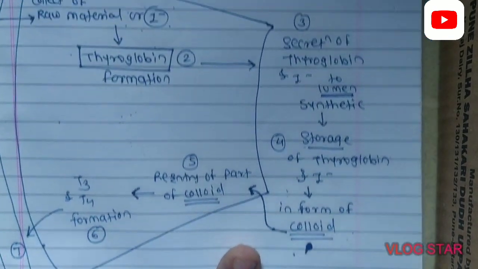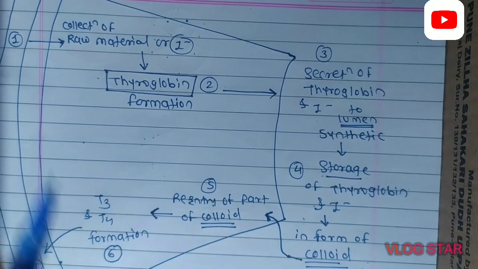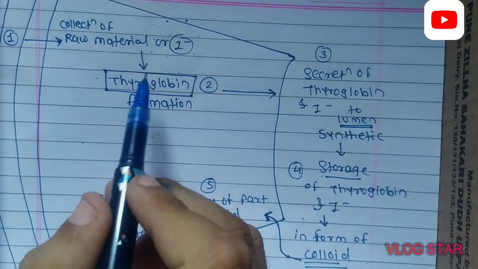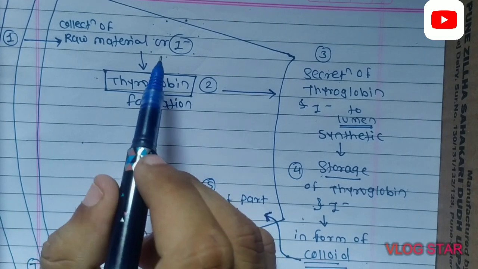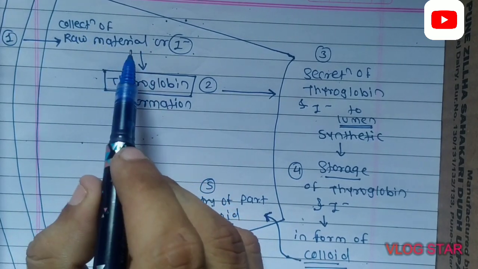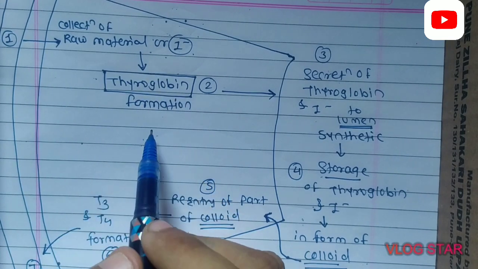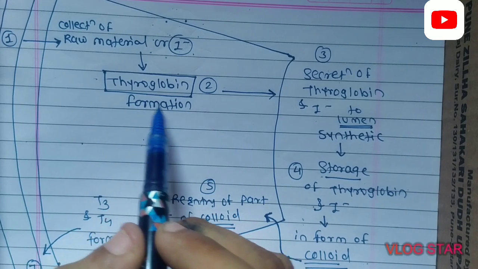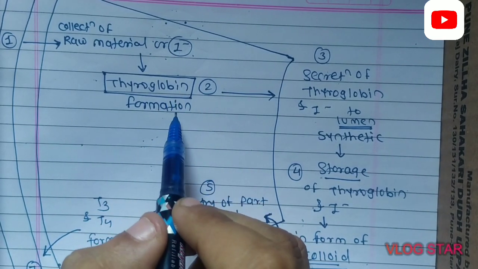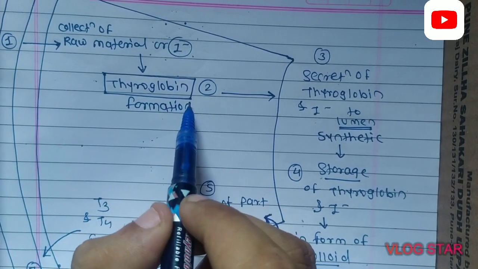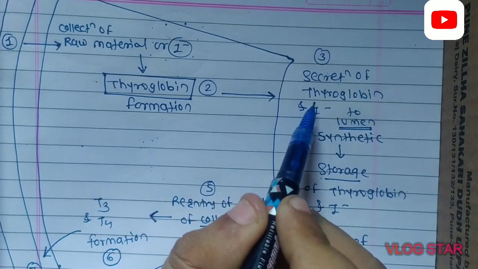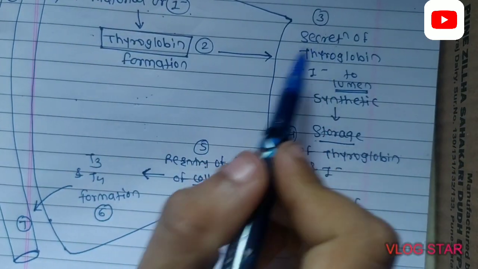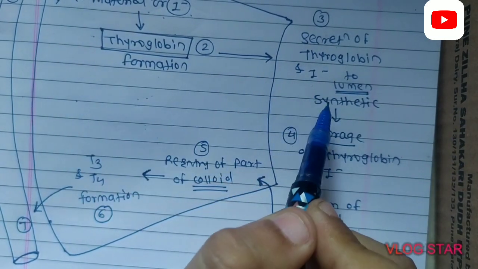So let's recap the whole process. The first stage is the collection of raw material, iodide, from the circulation into the thyrocyte cell. Once the iodide enters the thyrocyte cell, there is a formation of thyroglobulin. So the second stage is the formation of thyroglobulin. Once the thyroglobulin is formed, the remaining iodide and thyroglobulin get secreted into the lumen of the thyroid follicle. So the third stage is the secretion of thyroglobulin and the remaining iodide into the lumen.